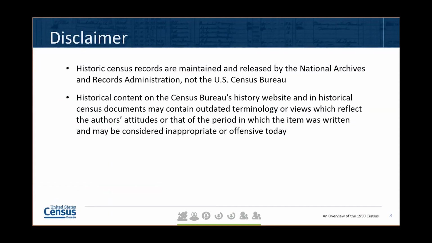Please keep in mind that all census records and publications must be taken in the historical context in which they were written, and that historic census records are maintained and released by the National Archives, not the U.S. Census Bureau.